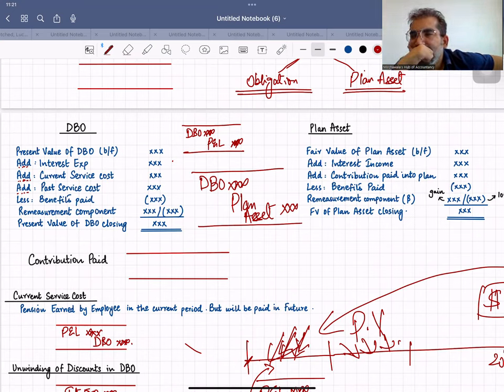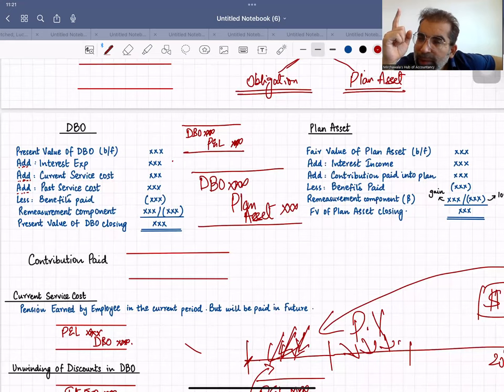Can you see this? So yes, in the statement of cash flow, there will be a topic, and you have done this topic in your past. In the statement of cash flow, these benefits paid are not treated as a cash flow for this company.